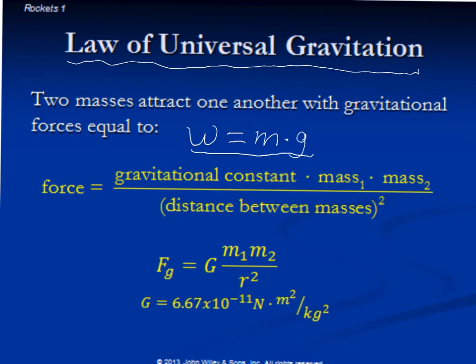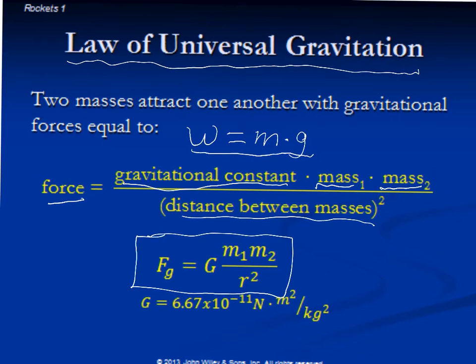So the way that we're able to quantify the force due to gravity is shown in this equation. The force is equal to the gravitational constant, capital G, multiplied by the mass of your first object, multiplied by the mass of the second object, and then divided by the distance between those two masses squared. So the way this is written as an equation is shown here. The gravitational attractive force between any two masses is equal to this constant multiplied by those two masses multiplied together, and then divided by r, the distance between them, squared.